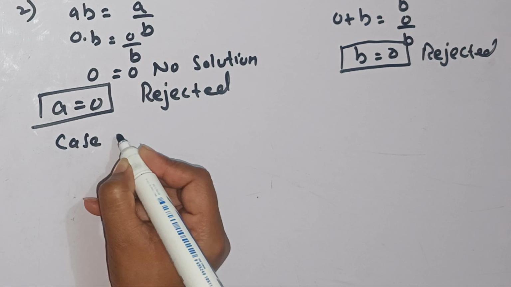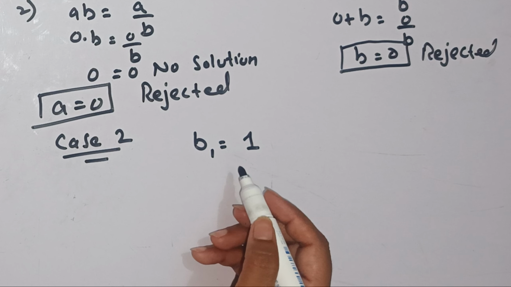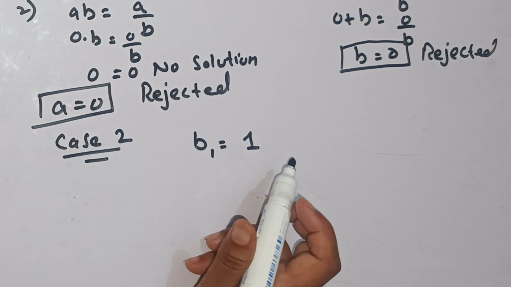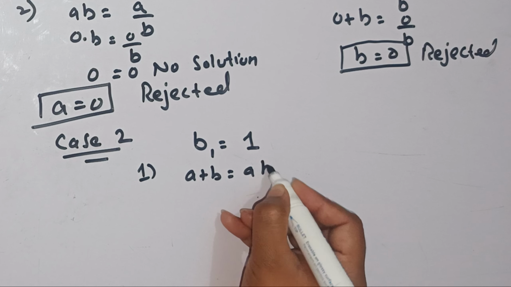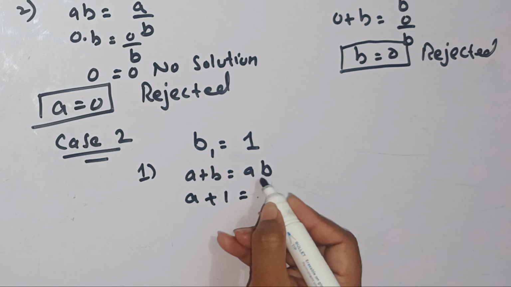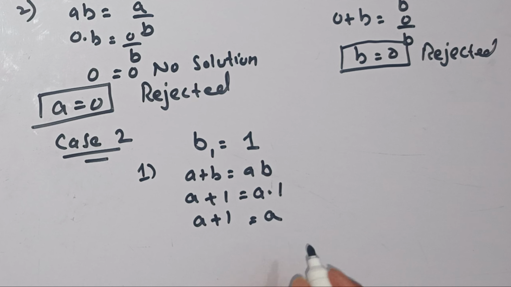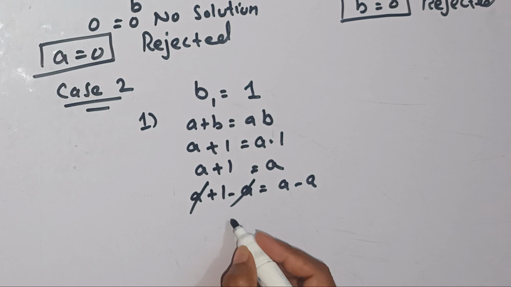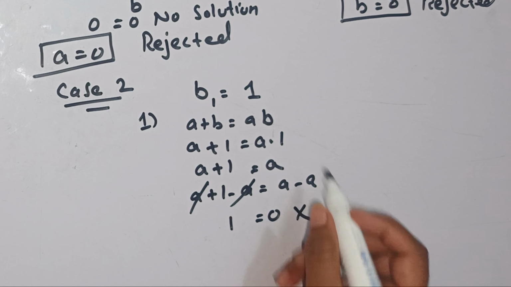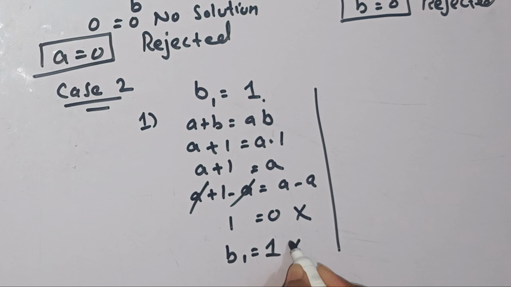Now we take case 2, in which b1 is equal to 1. Now we apply this value in all three equations, then find the value of a. The first equation is a plus b is equal to the product ab. Now b is 1, so we have a plus 1 is equal to a times 1, so a plus 1 is equal to a. In the next step, subtract a on both sides. So a plus 1 minus a is equal to a minus a. This will cancel, and we get 1 is equal to 0. So 1 is not equal to 0, so this case is not valid. So b1 equal to 1 is not valid.